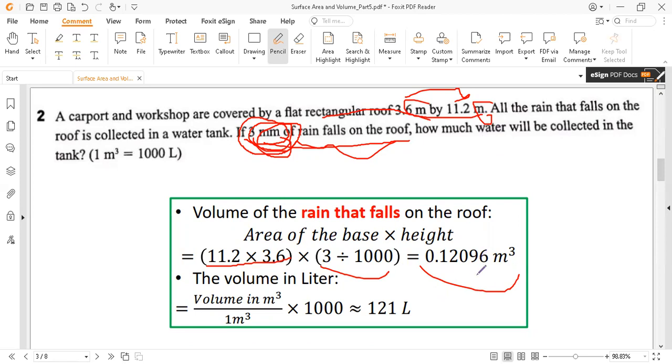So normally we have a volume in meter cube, and they ask us to compute the volume of the water collected in the tank, but in liter. In liter, we should know that 1 meter cube is equivalent to 1,000 liter. So we have a 0.121 meter cube. So it is easy: we multiply the meter cube value by its equivalent in liter to obtain 121 liter.